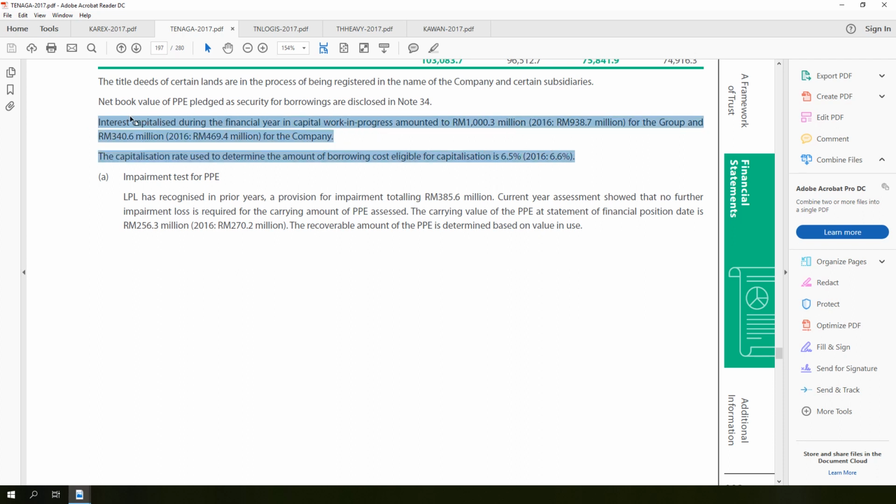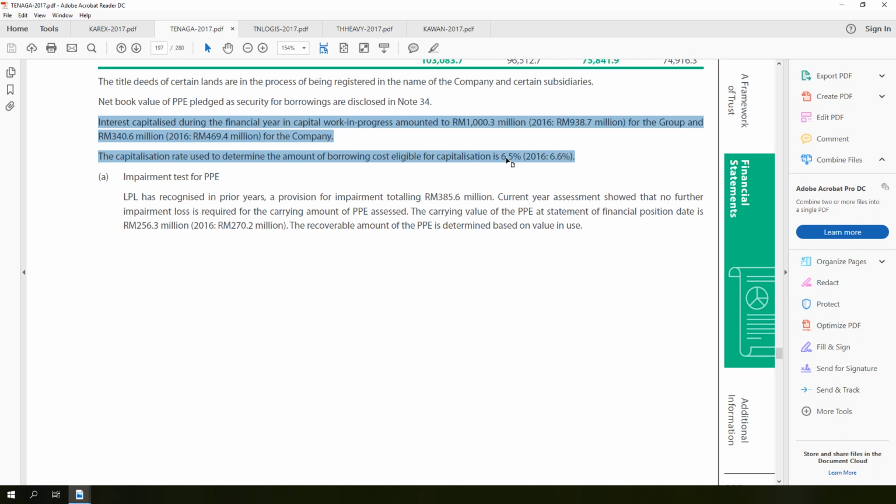Here it is. Interest capitalized during the financial year in capital work in progress amounted to 1 billion for the group. The capitalization rate used to determine the amount of borrowing costs eligible for capitalization is 6.5%. The interest rate is quite high, and this is quite common for construction loans. Same as Karex, the capitalized interest was added to PP&E and it didn't appear in the income statement.